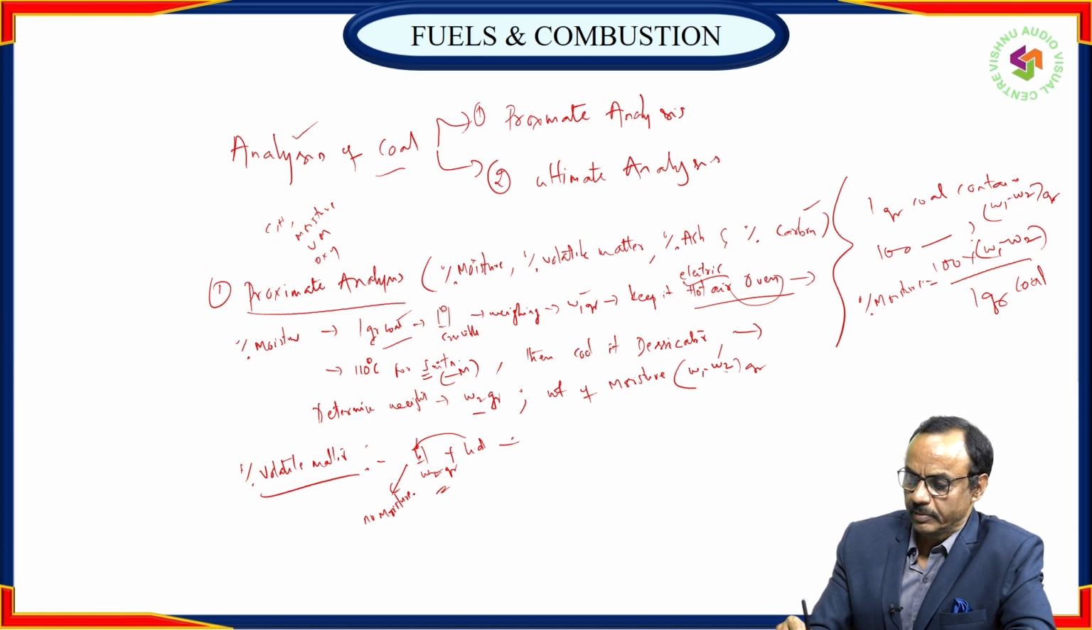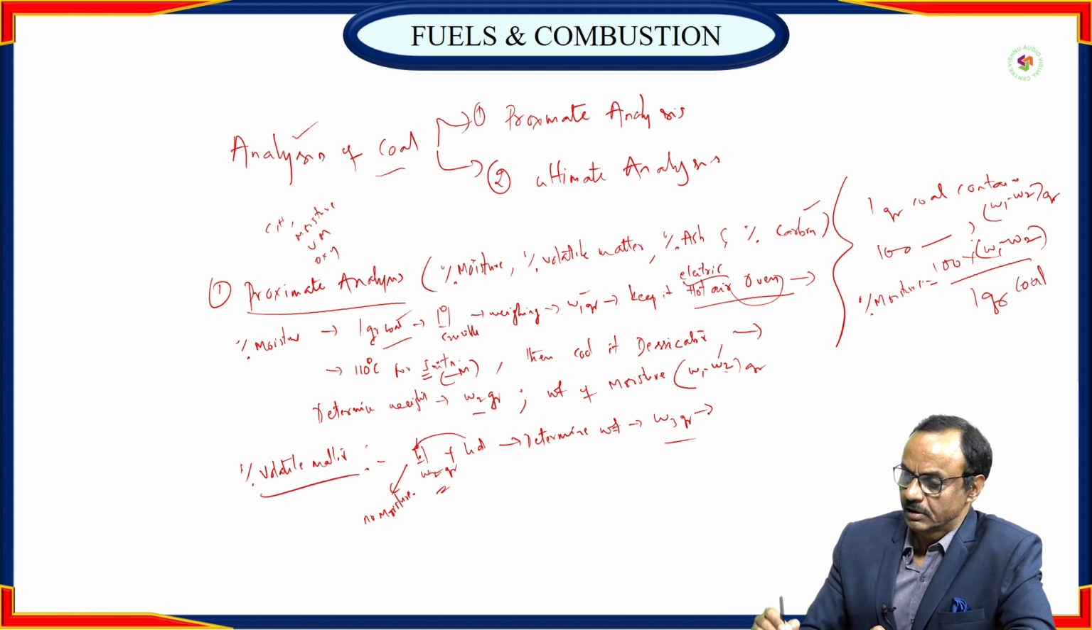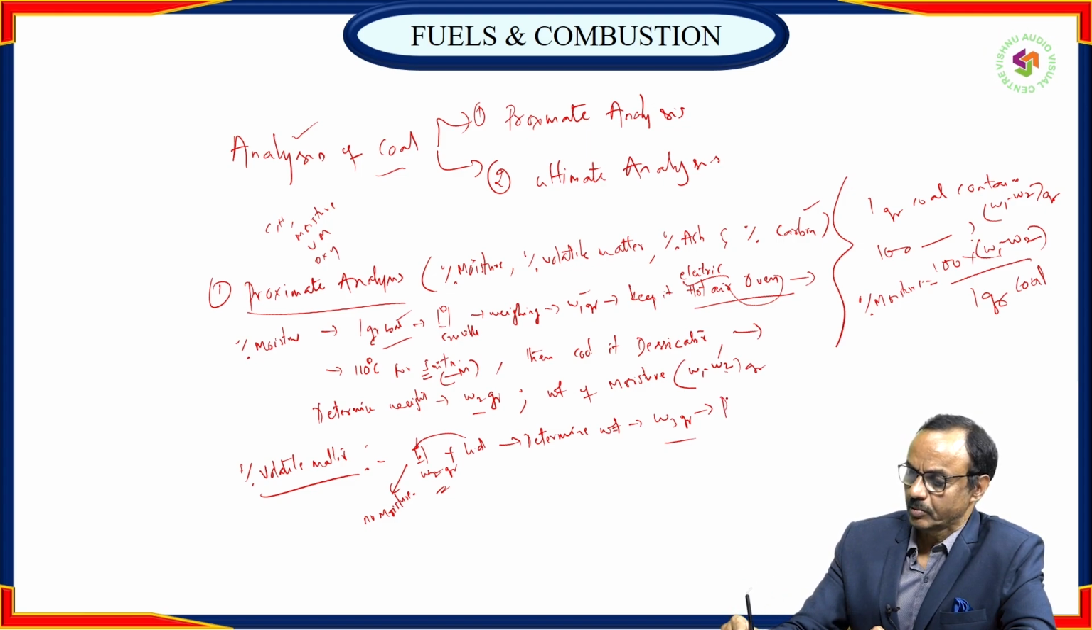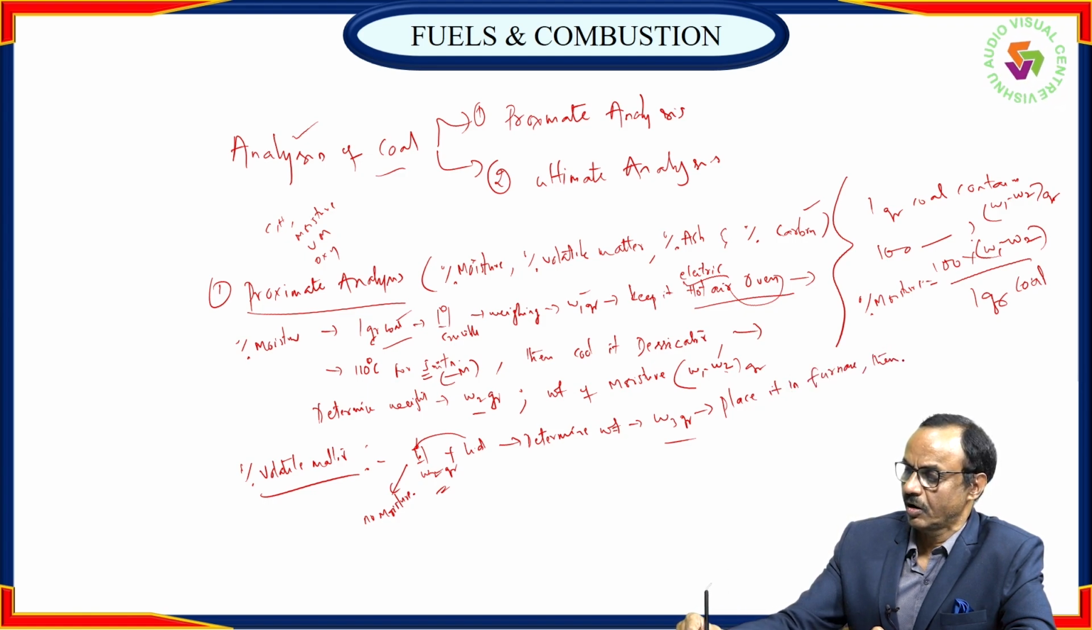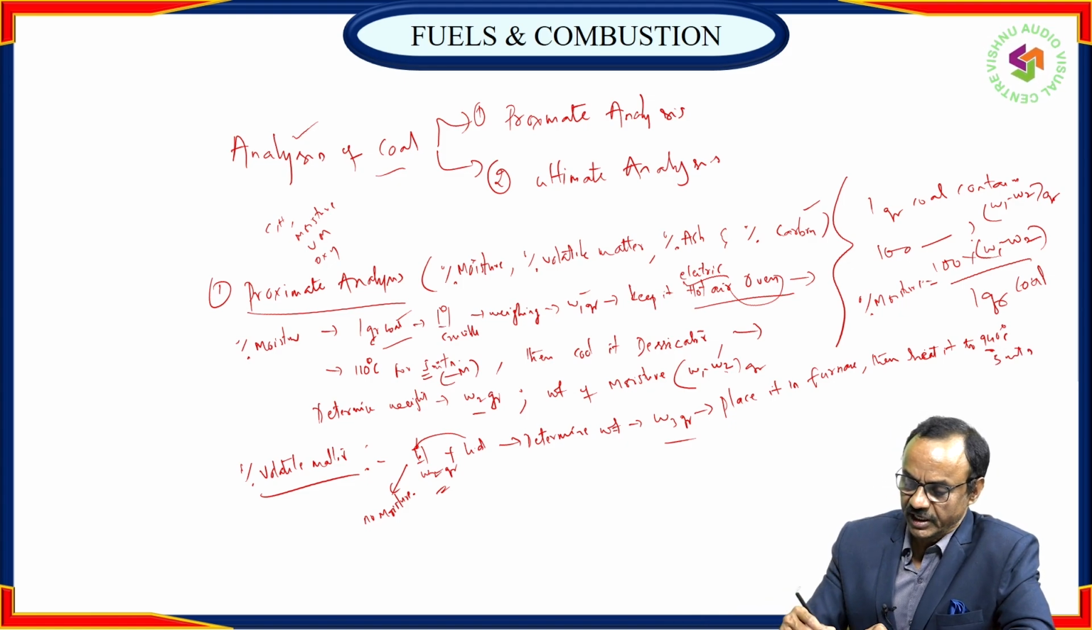Next, determine the weight. Let the weight be W3 grams. After this, place it in the furnace. Then heat it to 940 degrees centigrade, just for 5 minutes. So the removal of volatile matter takes place.